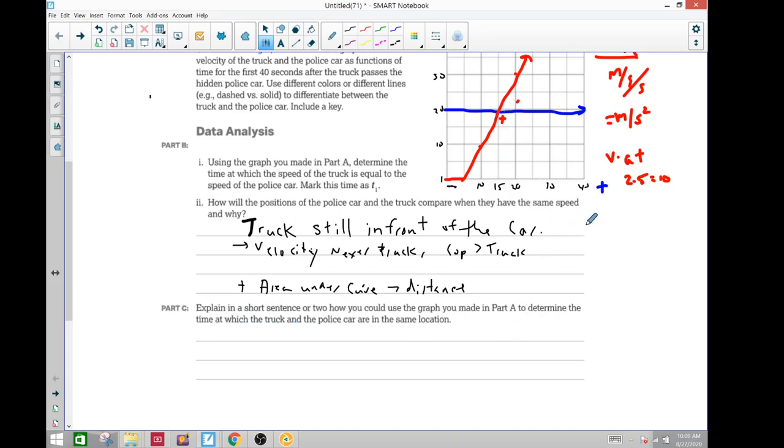So let's take a little side note here and say, what are those distances here? For the truck, we could say, okay, I have 20 times 15. Remember, area under the curve is where you're multiplying together. And 20 times 15 is going to be 300. Okay, so the truck has traveled 300 meters.